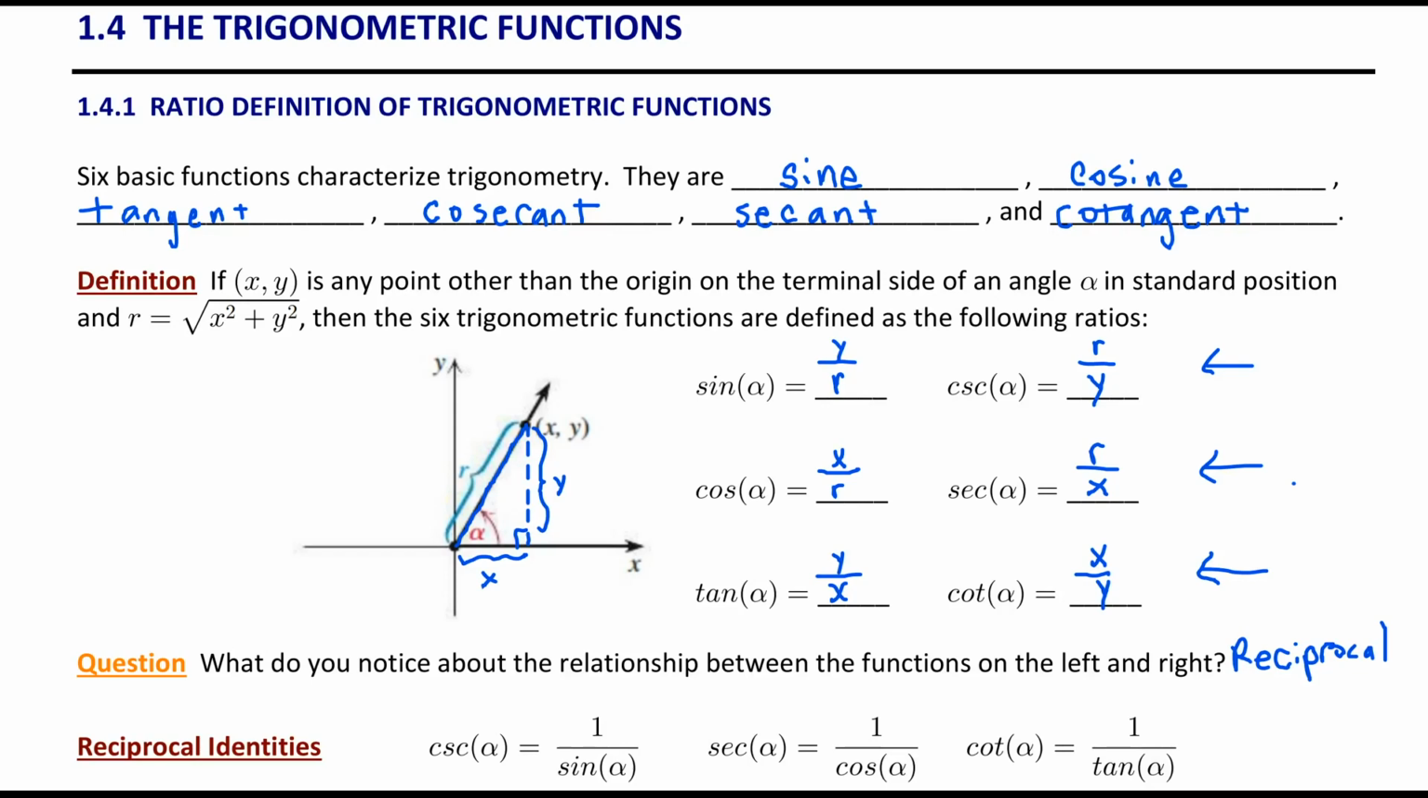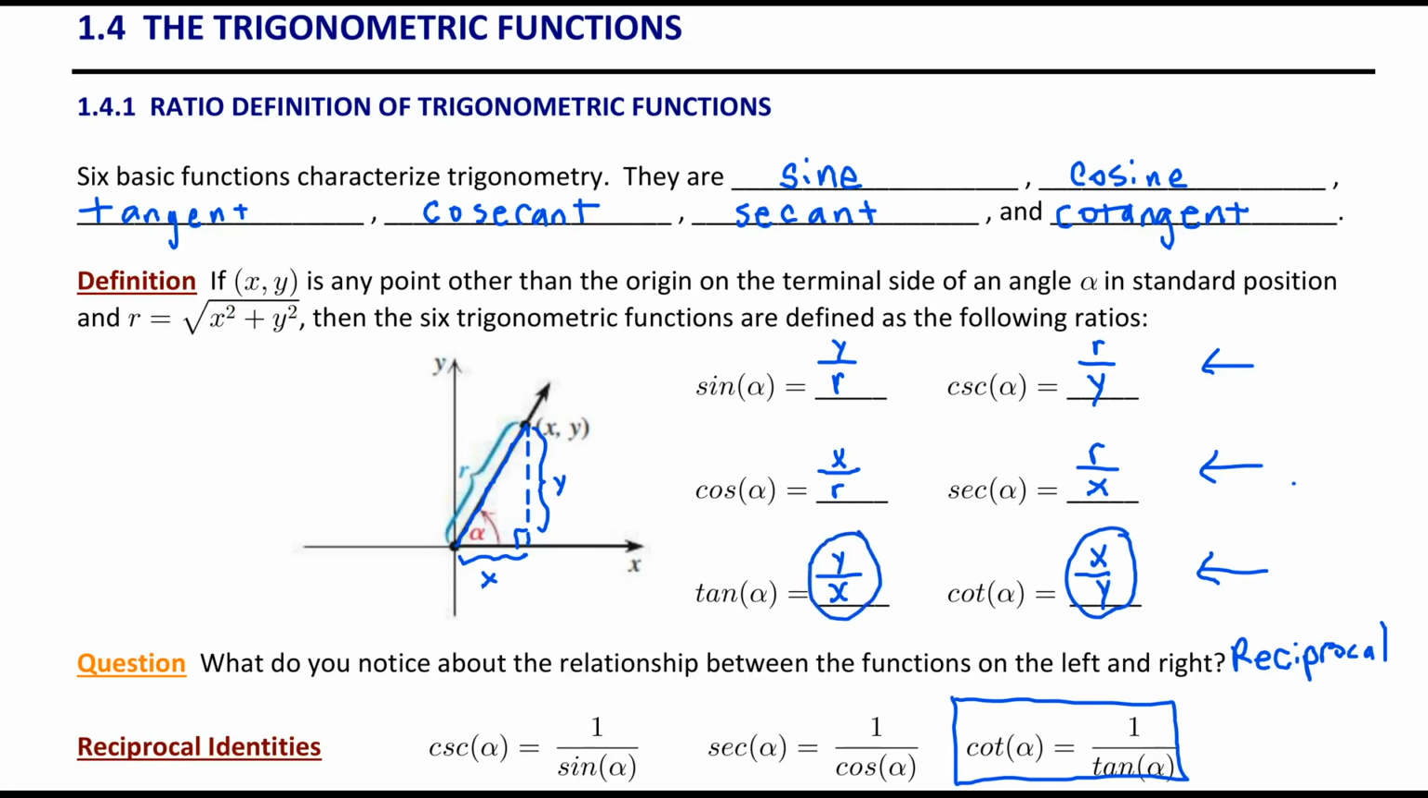This leads us to what we call reciprocal identities. Now, an identity is an equation that is always true for which both sides are defined. So our first one here, cosecant of alpha is the reciprocal of sine. And again, we can see that in the definitions. R over y is the reciprocal of y over r. Similarly, secant of alpha is the reciprocal of cosine of alpha because secant of alpha is r over x, whereas cosine of alpha is x over r. And finally, cotangent of alpha is equal to 1 over tangent of alpha because x over y and y over x are reciprocals.